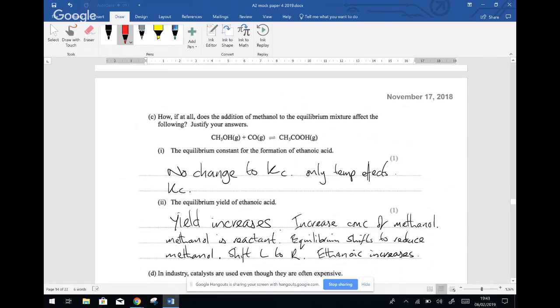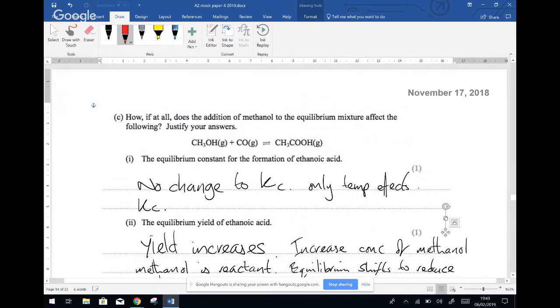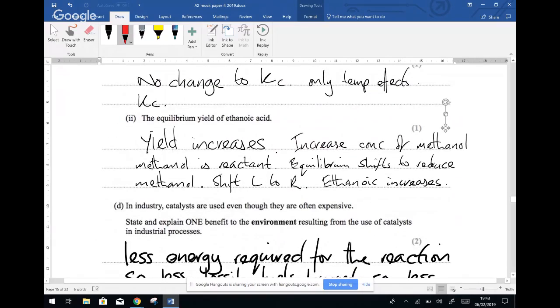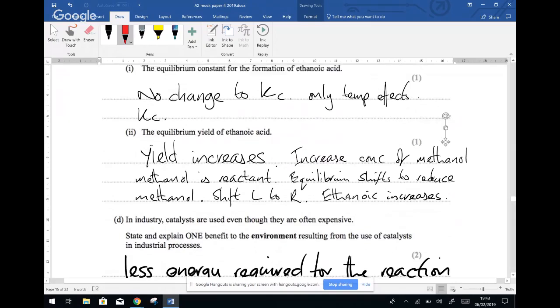Clever though. Next. How, if at all, does the addition of methanol to the equilibrium mixture affect the following? The equilibrium constant, well, no change. The only thing that affects Kc is temperature. Next, the equilibrium yield of ethanoic acid. Well, the yield's going to increase.